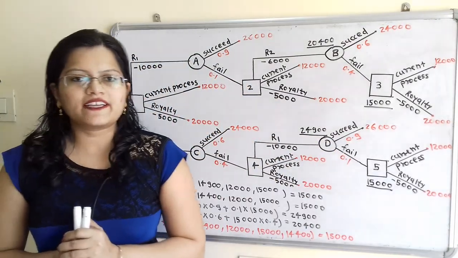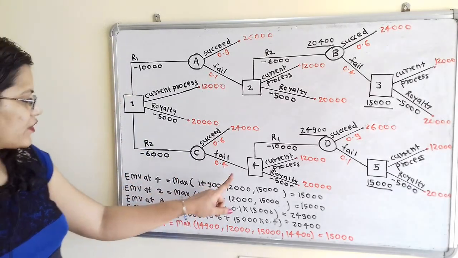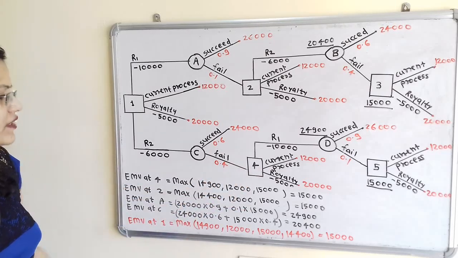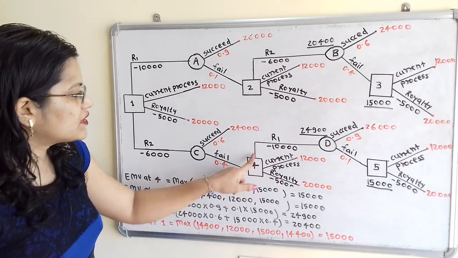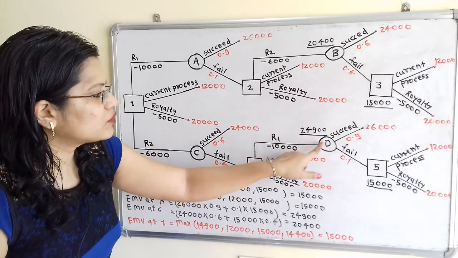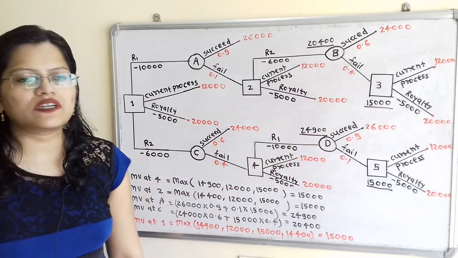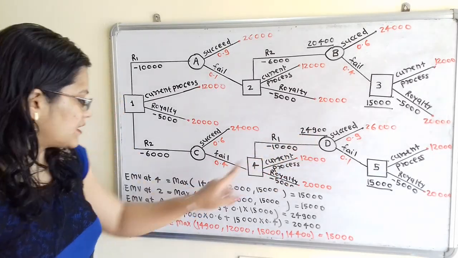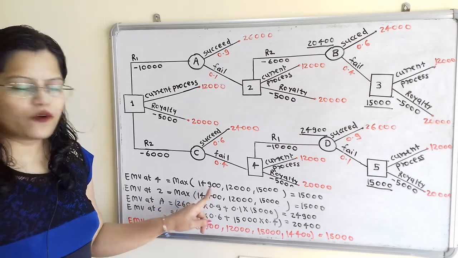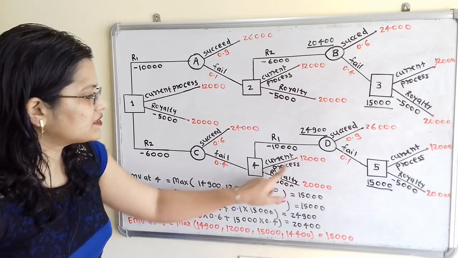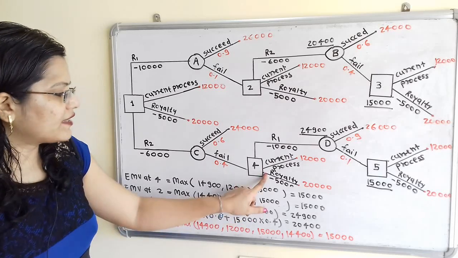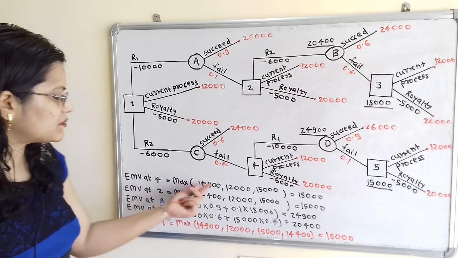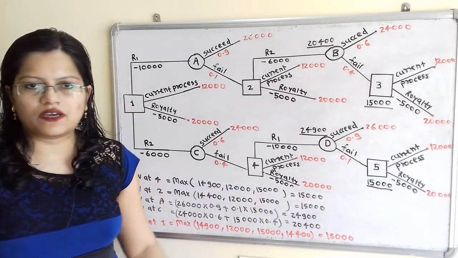Now we will move to the next node. We will calculate the expected monetary value at decision node 4. So we have to select the maximum profit. So how to select the maximum? This branch is connected with node D, which has 24,900 as a value. So 24,900 minus 10,000, that is 14,900. This branch has outcome 12,000, and this branch is 20,000 minus 5,000, that is 15,000. So the maximum value between these is 15,000.